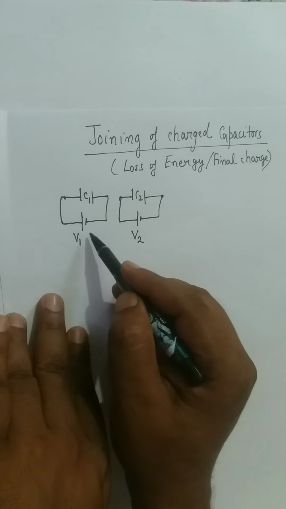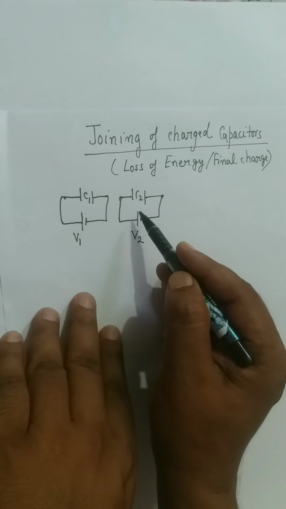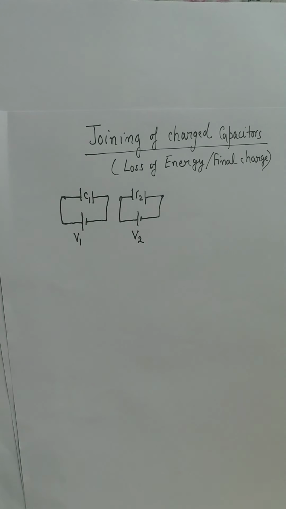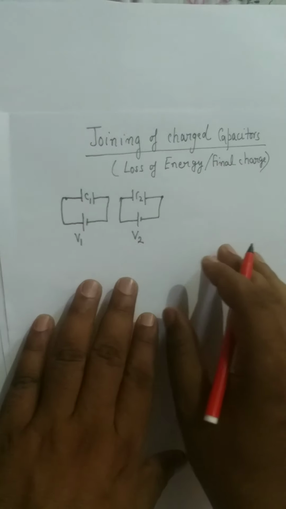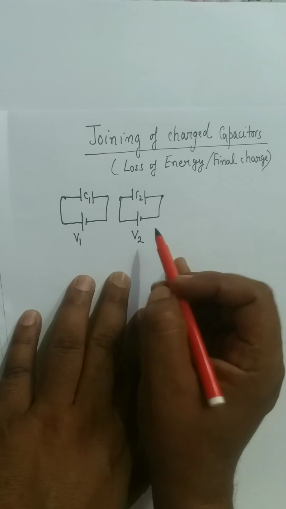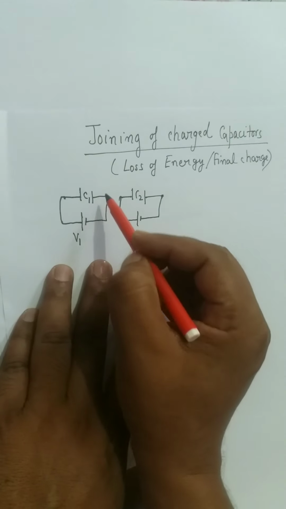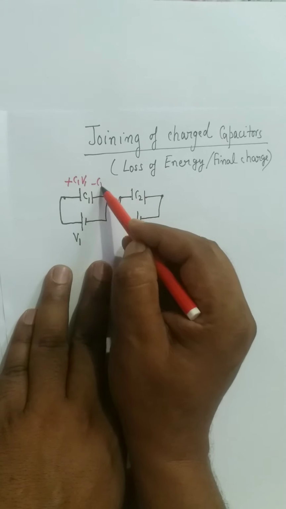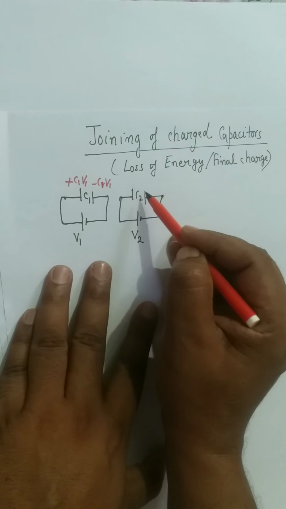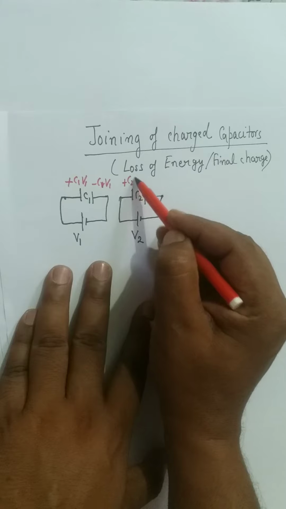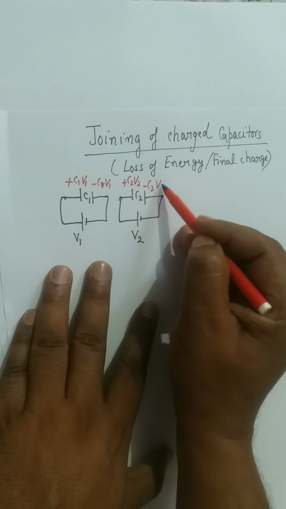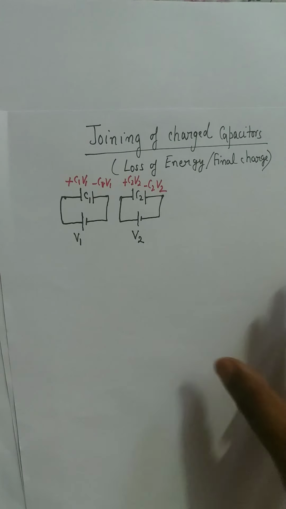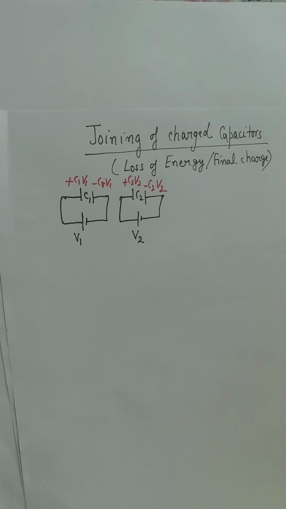So these batteries will separately charge capacitor C1 and capacitor C2. What will be the charge on these capacitors? Because of batteries V1 and V2, it is very obvious that capacitor C1 will receive a charge of C1 V1 and minus C1 V1, and capacitor C2 will receive a charge of C2 V2 here and minus C2 V2 on the other plate. Now our two capacitors are charged in two different circuits.